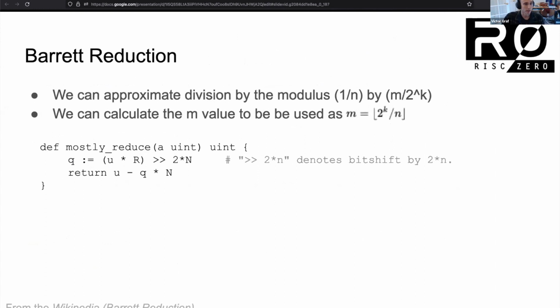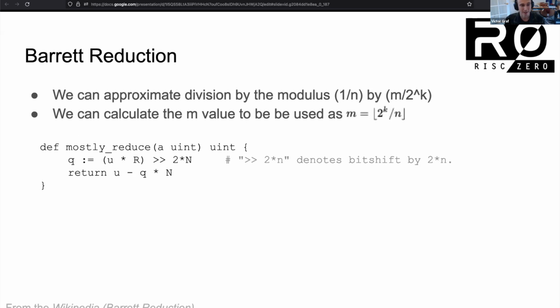So one intuition behind the Barrett reduction method is that you can approximate division by doing a multiplication by something that is close to 1 over n, where n is our modulus. In this slide, I made a slight notational hiccup: m and r are actually the same value, two different notations for the same thing. If you want to approximate 1 over n, you take your base, raise it to the power of 2n, and divide it by the modulus, and you have something close to 1 over n.